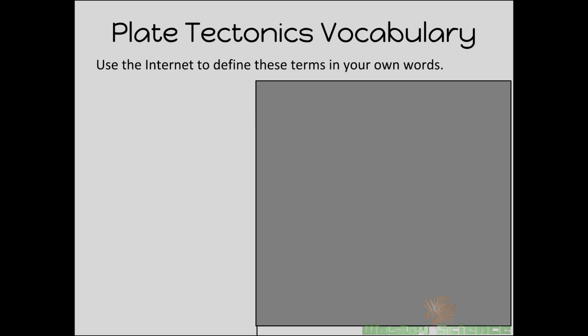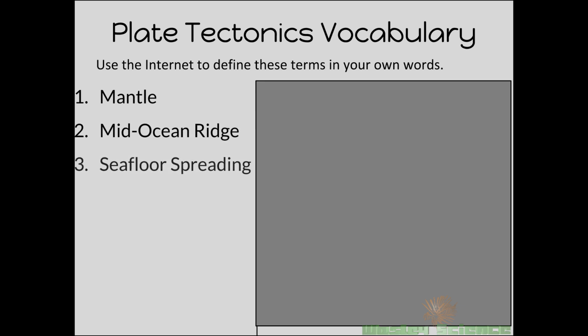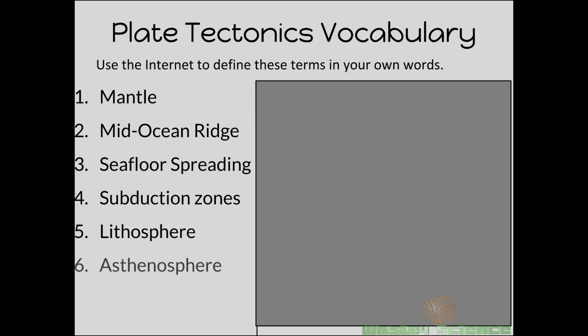What I'd like you to do now is I'm going to give you some terms, and I want you to use the internet to find the definitions of these words. So we have mantle, mid-ocean ridge, seafloor spreading, subduction zones, lithosphere, asthenosphere, and last, convection.